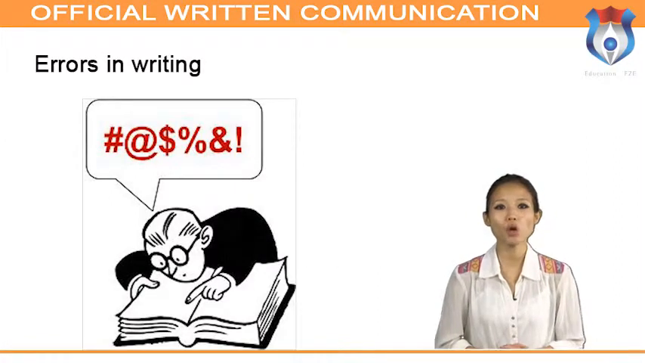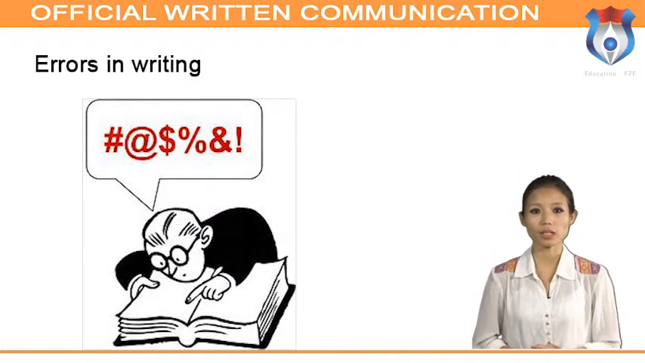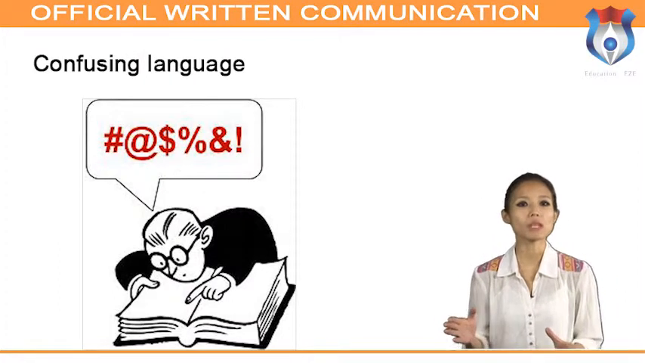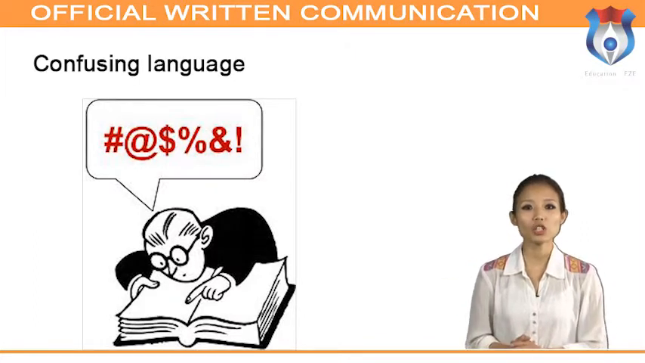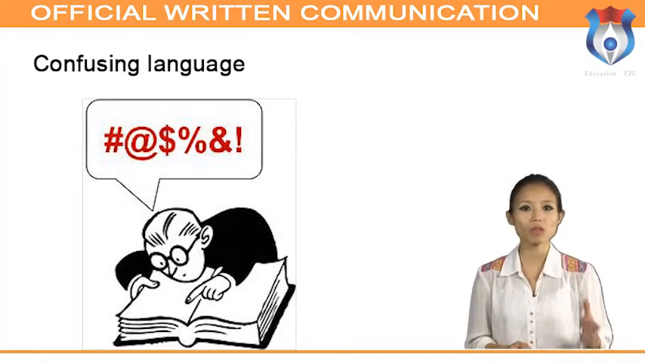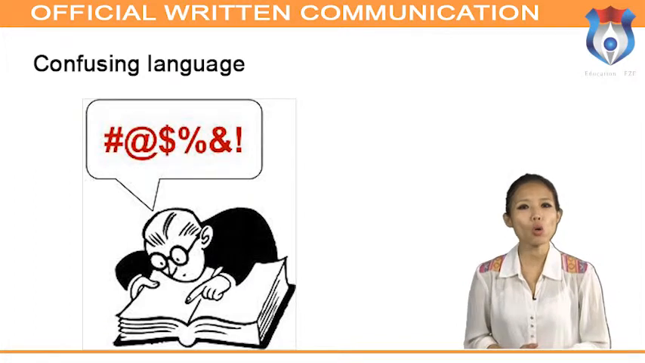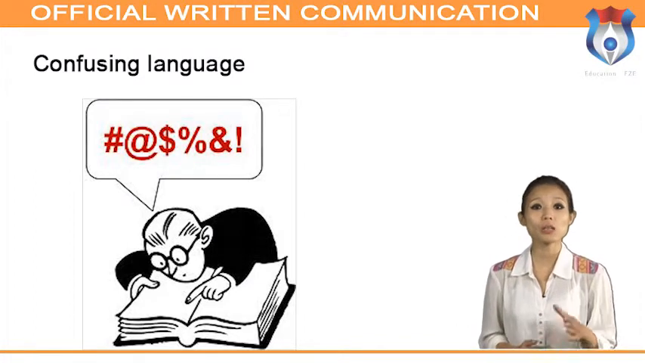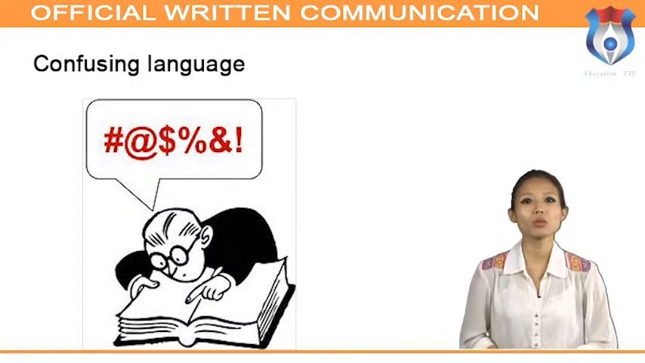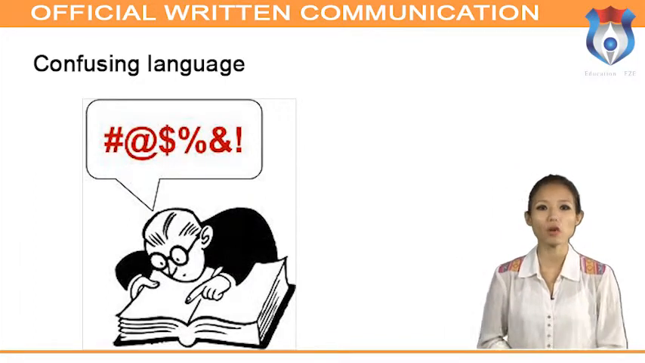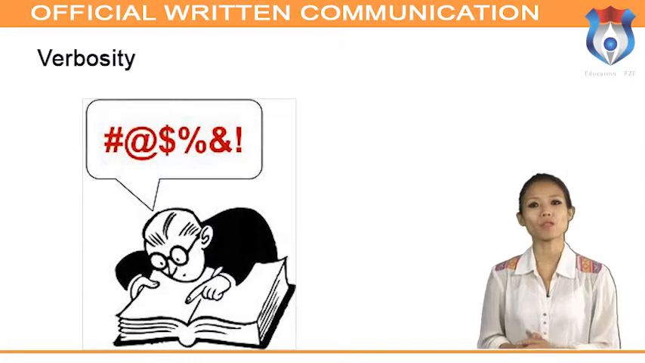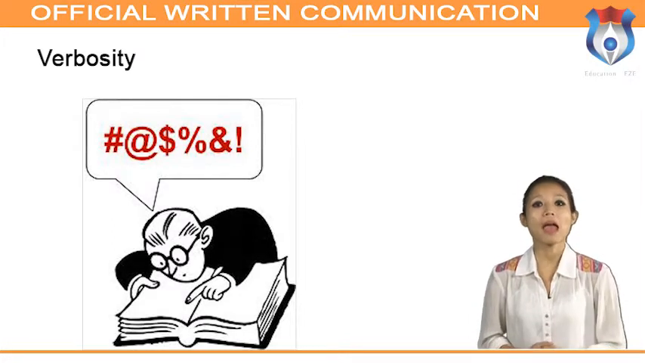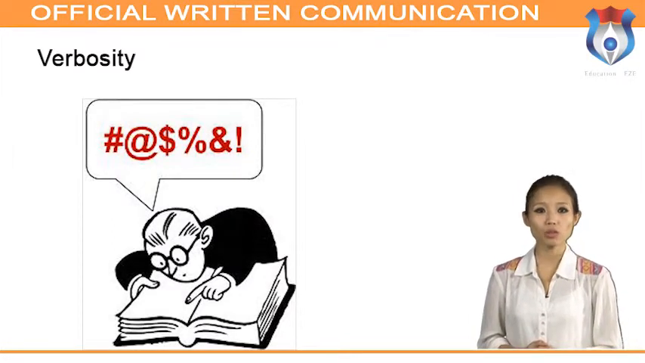Let us know some common errors in official writing. Confusing language means confusing words that can mislead the reader and cause communication barriers or breakdown between the reader and writer. We must always remember to convey the message in plain English. Circumlocution should be completely avoided. Verbosity means the use of too many words. If verbosity persists, it may antagonize, confuse, and bore the reader.